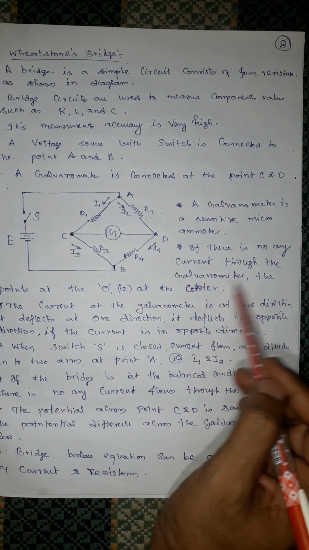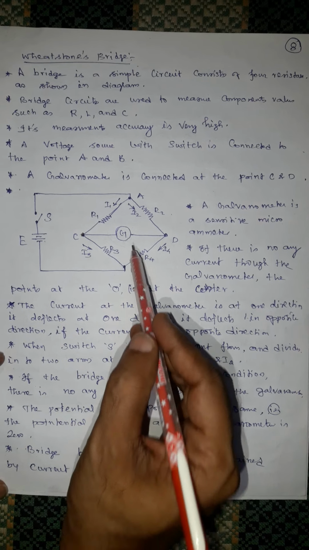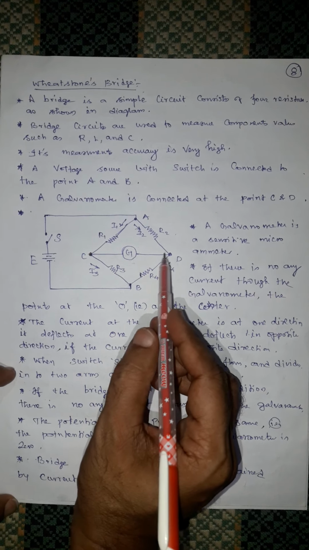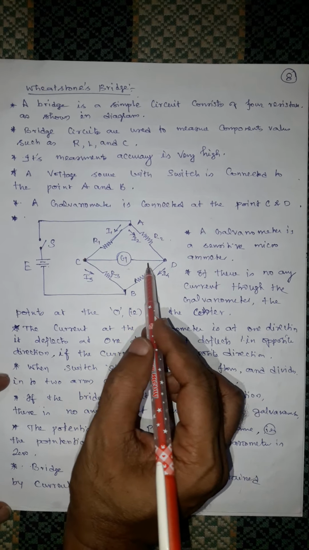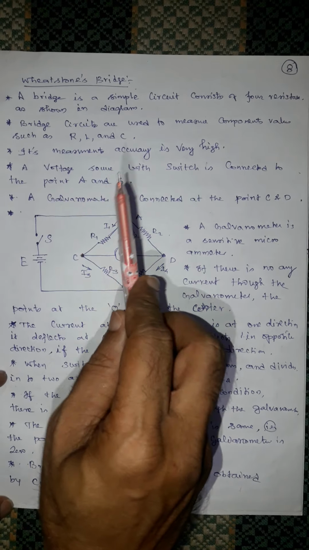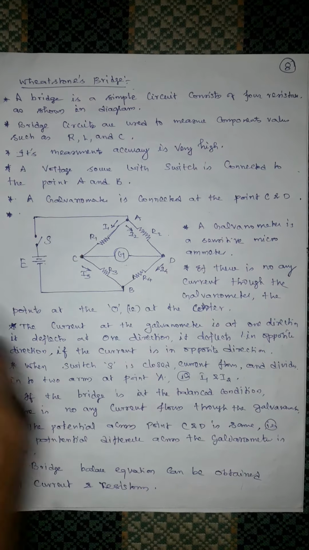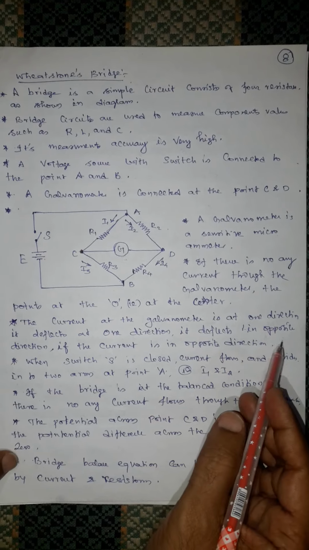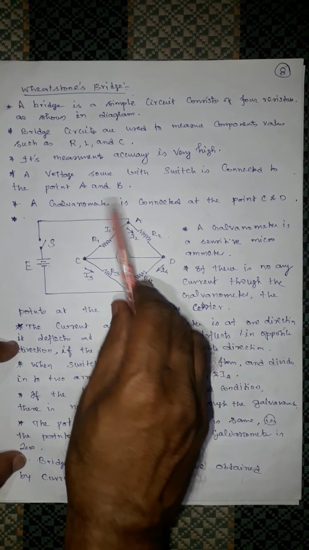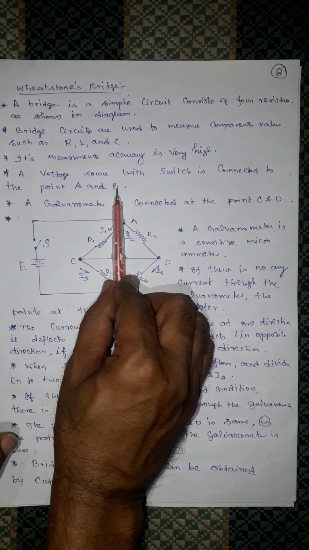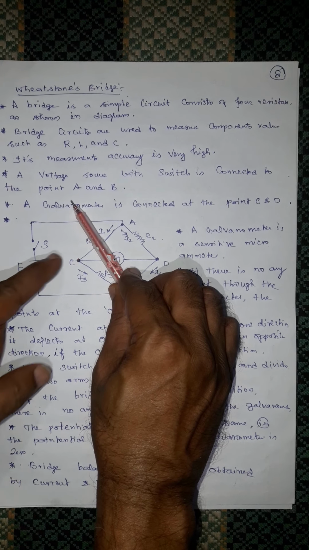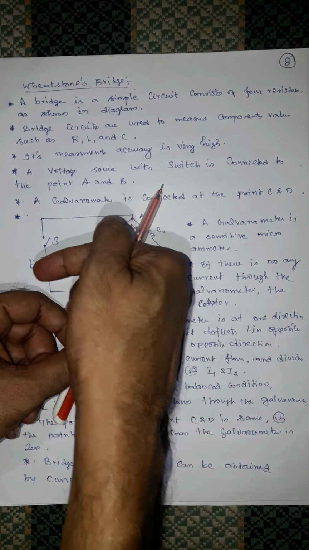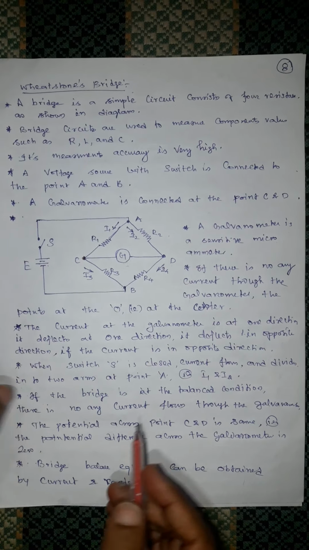If there is no current through the galvanometer, the pointer is at O, which means the center. If the bridge is in balance condition, there is no current flow and the galvanometer pointer is at 0. There is no deflection in the galvanometer. If the current is in one direction, it deflects in one direction; if the current is in the opposite direction, it deflects in the opposite direction. Let us assume if it deflects here, the current flow is in this direction, I mean D to C.